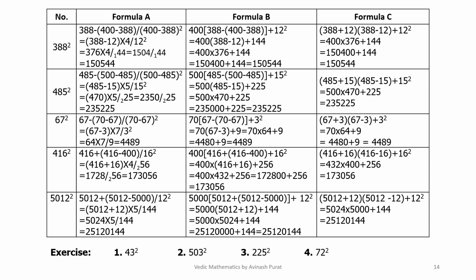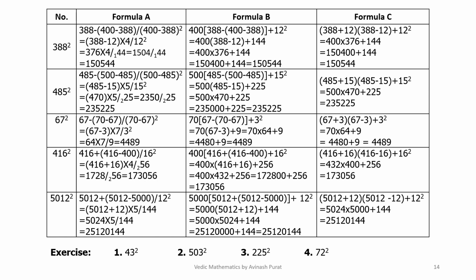Next example is 416 square. First formula: 416 plus (416 minus 400) stroke 16 square, that is 416 plus 16 multiplied by 4 stroke 256, that is 1728 stroke 256 equal to 173056.